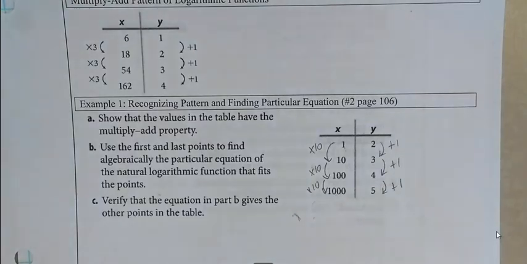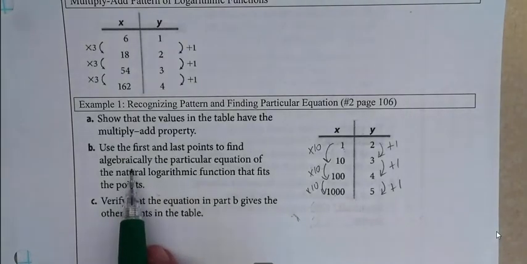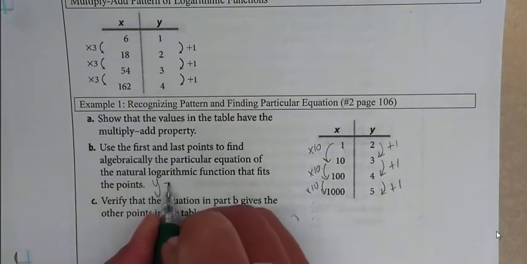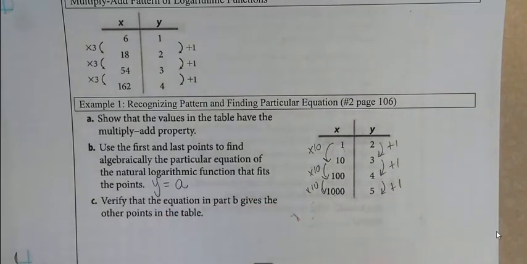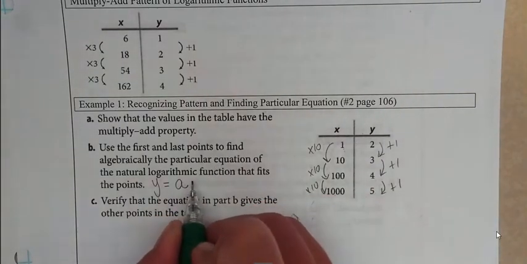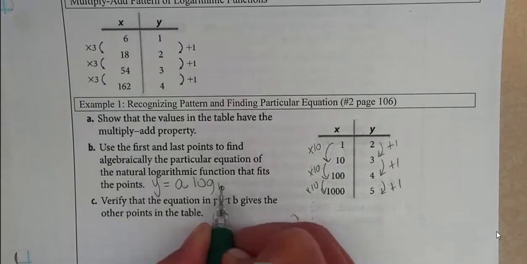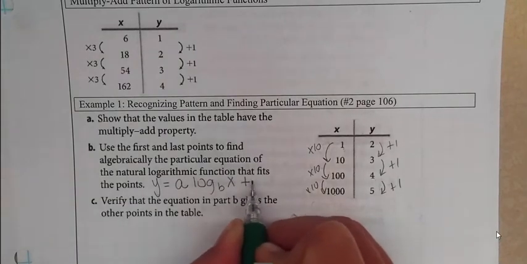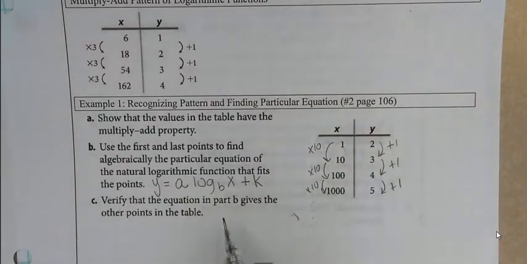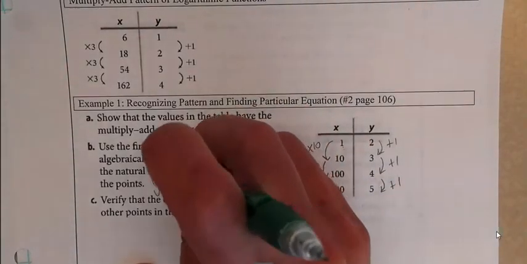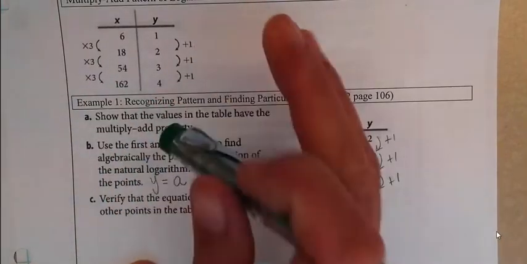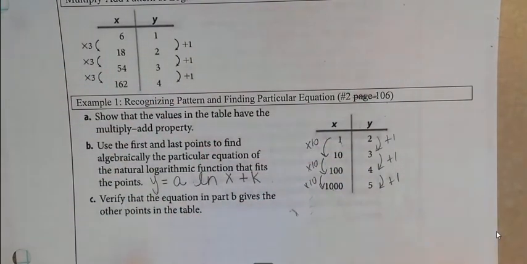All right, for B, we're going to use the first and the last points to find algebraically the particular equation of the natural logarithmic function that fits the points. So for this particular function, I'm going to keep that stretch factor, that a, that dilation factor, and then I'm going to do log base b of x plus k. And actually, maybe it would be better if we just used ln. Let's just use the natural logarithm. That's the one that appears most often, so we might as well go ahead and use that one.